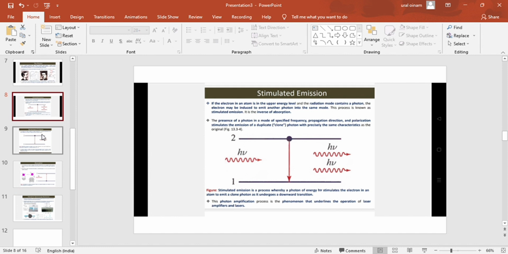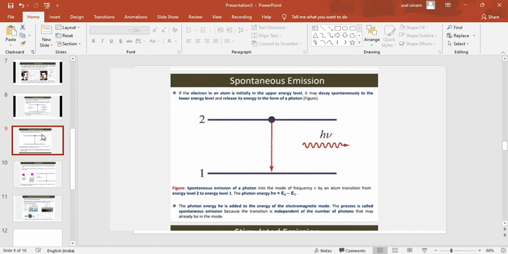And then we have the simple spontaneous emission, that is after the electron absorbs the packet of energy, that is the photon, it likes to move down to its stable energy state, that is the lower energy state. So when it moves from the high energy state to the lower energy state, it emits a photon, and this is known as the spontaneous emission.